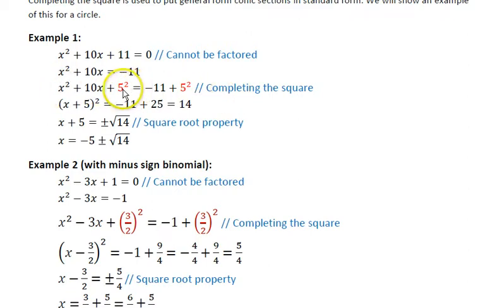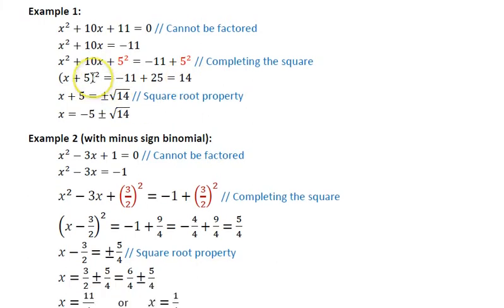Now, on the left, this produces a perfect square trinomial, which is the square of x plus 5. And on the right, negative 11 plus 25 is 14. Now, we apply the square root property. Because we have something squared equals 14, we can write this as x plus 5 is plus or minus the square root of 14. So completing the square is used in conjunction with the square root property. Subtracting 5 from both sides, we get our two solutions, negative 5 plus or minus the square root of 14.